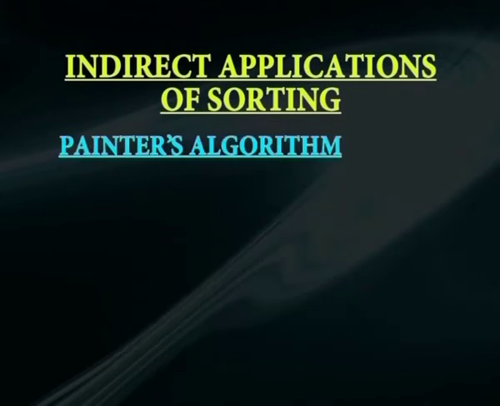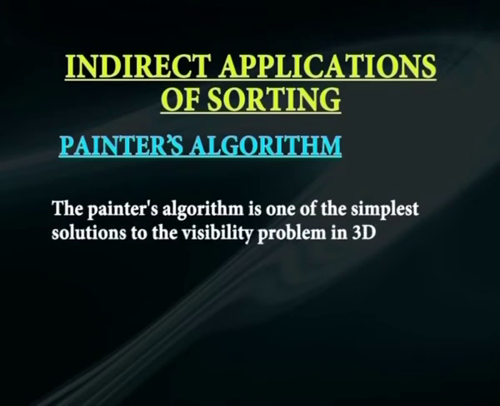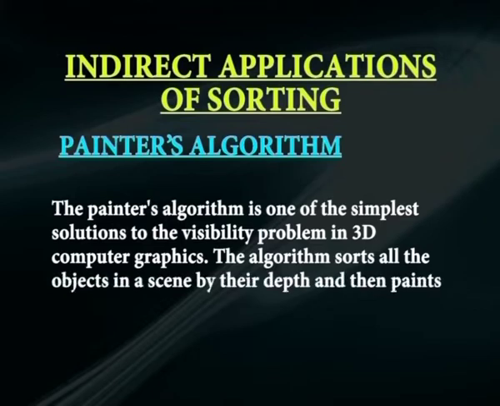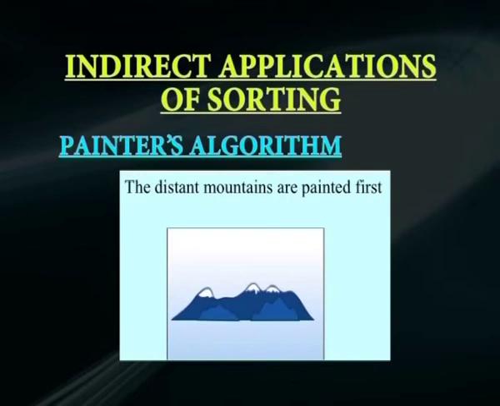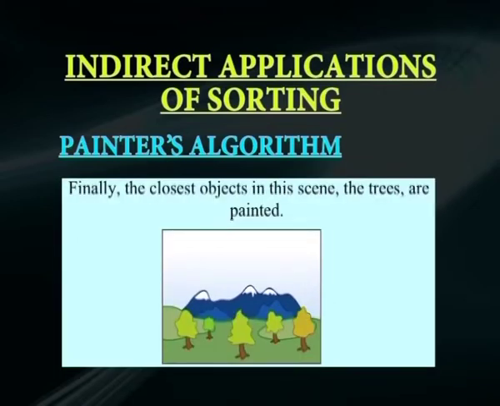Painter's algorithm. The Painter's algorithm is one of the simplest solutions to the visibility problem in 3D computer graphics. The algorithm sorts all the objects in a scene by their depth and then paints them in this order, farthest to the closest. As seen in the following slide, the distant mountains are painted first, followed by the closer meadows. Finally, the closest objects in this scene, the trees, are painted.